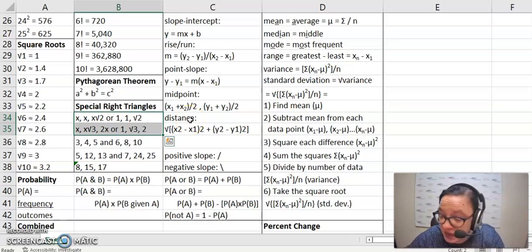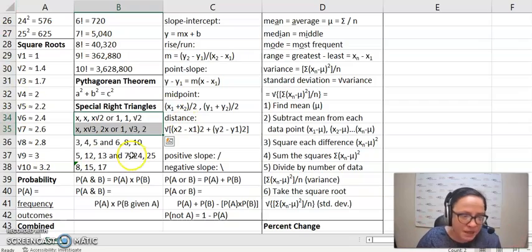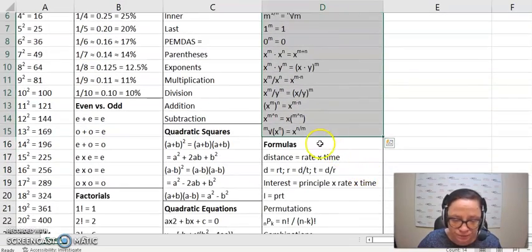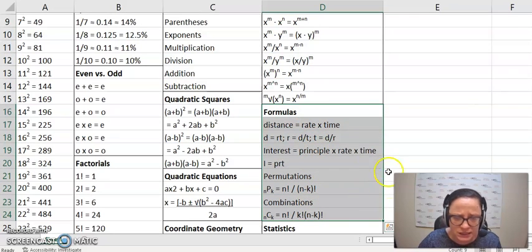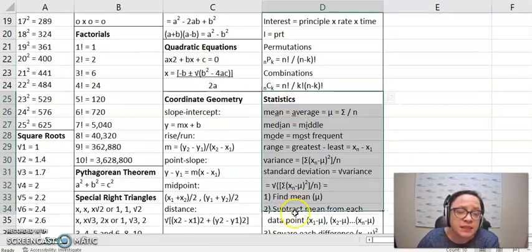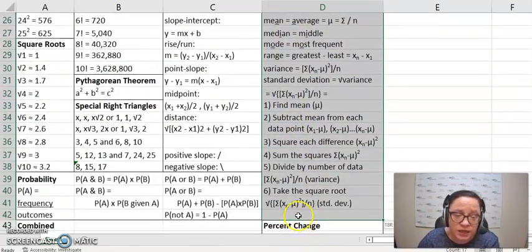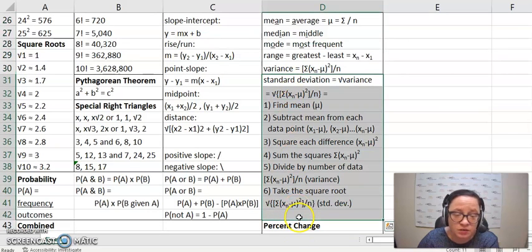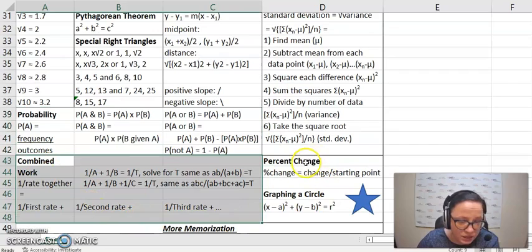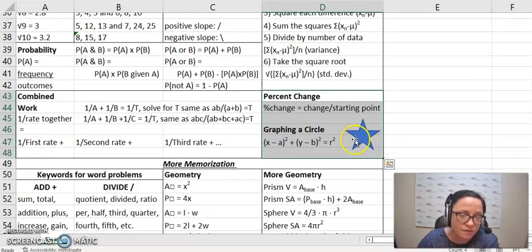These are covered in the Kaplan textbook and the Cliffs Notes textbook both. But I put them on the chart for them to memorize with their other formulas as well. We have the different rules for exponents, all of the formulas for distance, rate and time, interest, permutations and combinations, statistics formulas, including a step-by-step description of how standard deviation works, the basic probability formulas, combined work formulas, percent change, and graphing a circle.